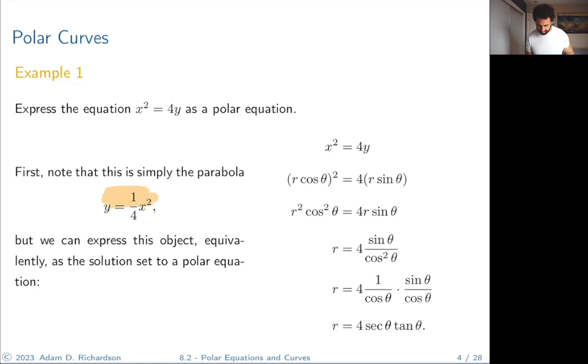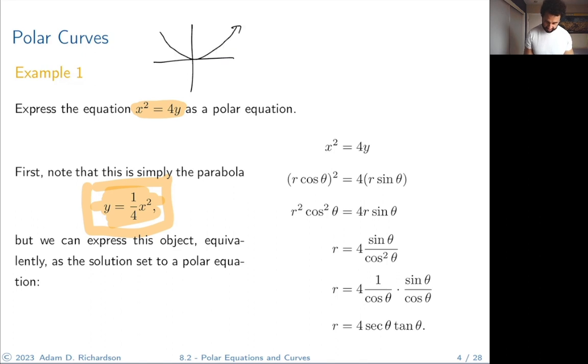This is really just the parabola y equals 1/4 x squared. If you look at this equation here and you divide both sides by 4, you'll get this right here. So graphically, this quite literally is the parabola that I just sketched. In terms of Cartesian coordinates, that's what you've got. That's the object that we're describing, but it's written initially in terms of Cartesian coordinates. We can equivalently describe it using polar coordinates, and the way that we do it is we substitute in the values using the isomorphism equations.